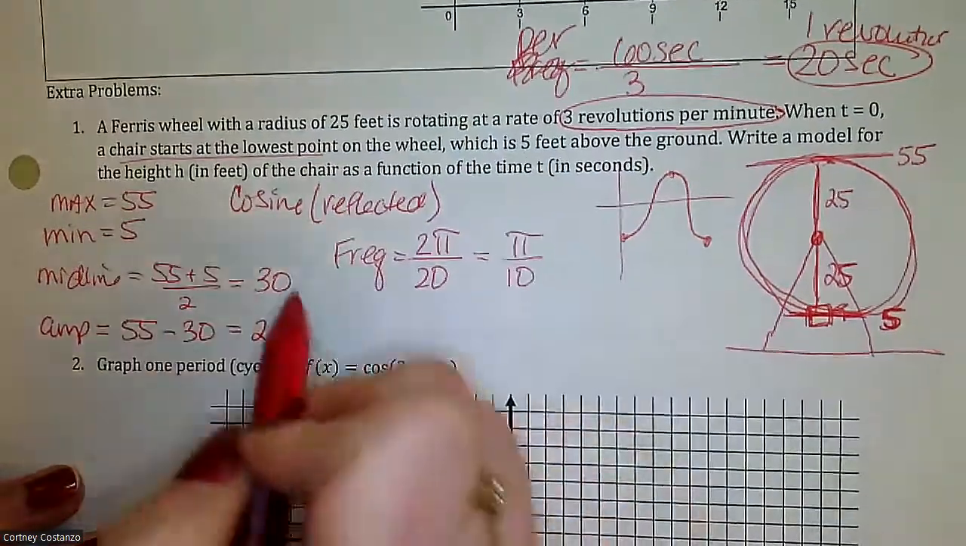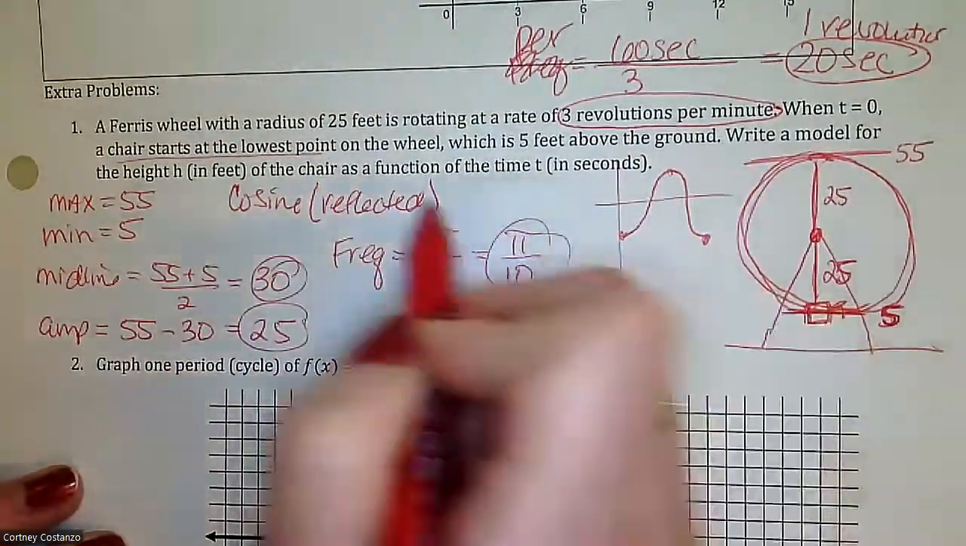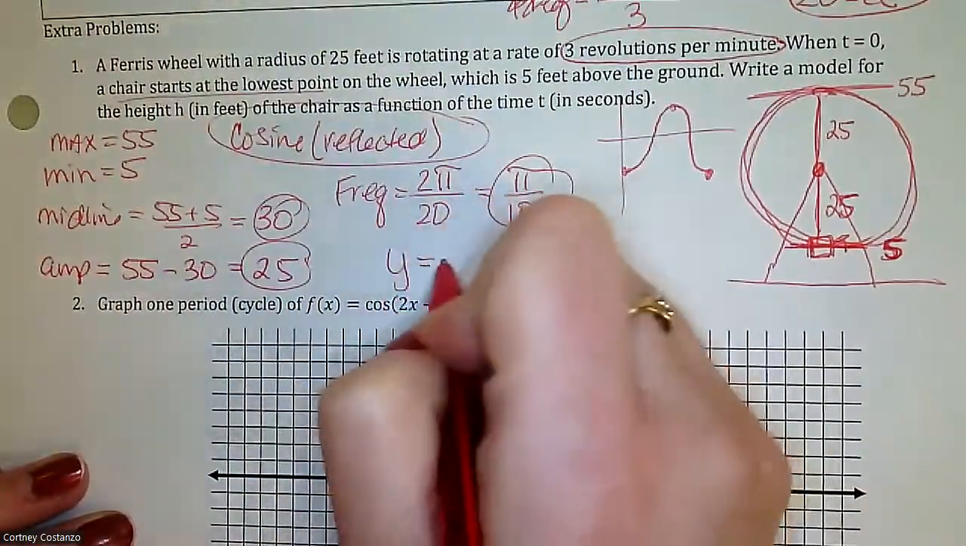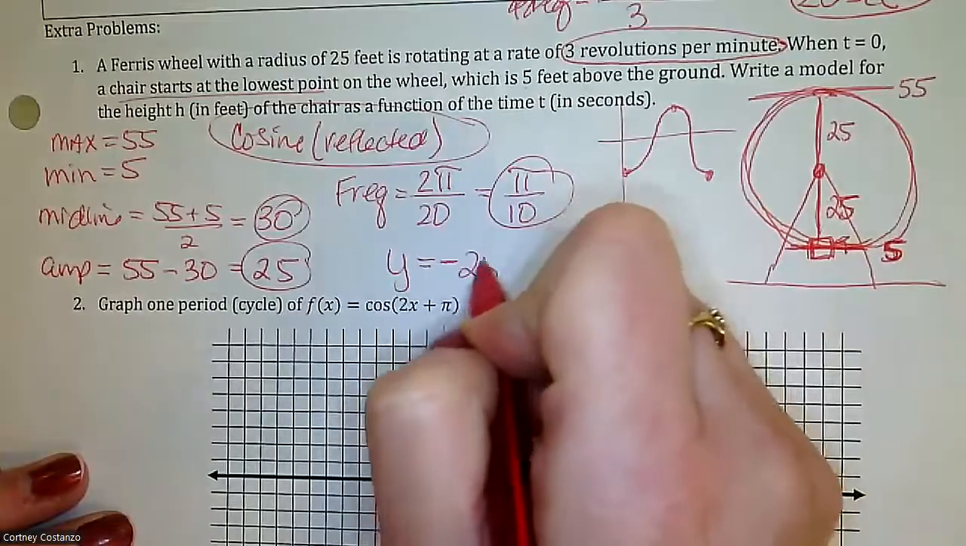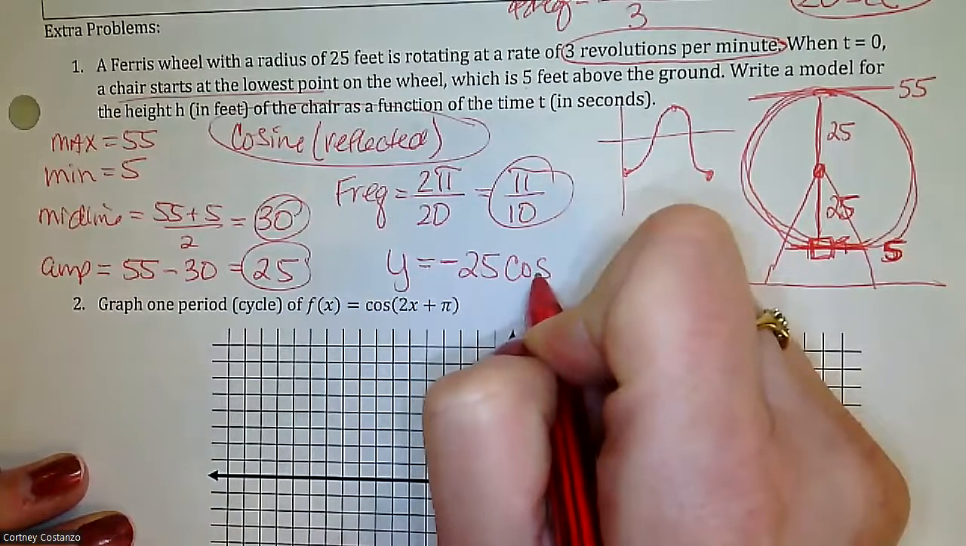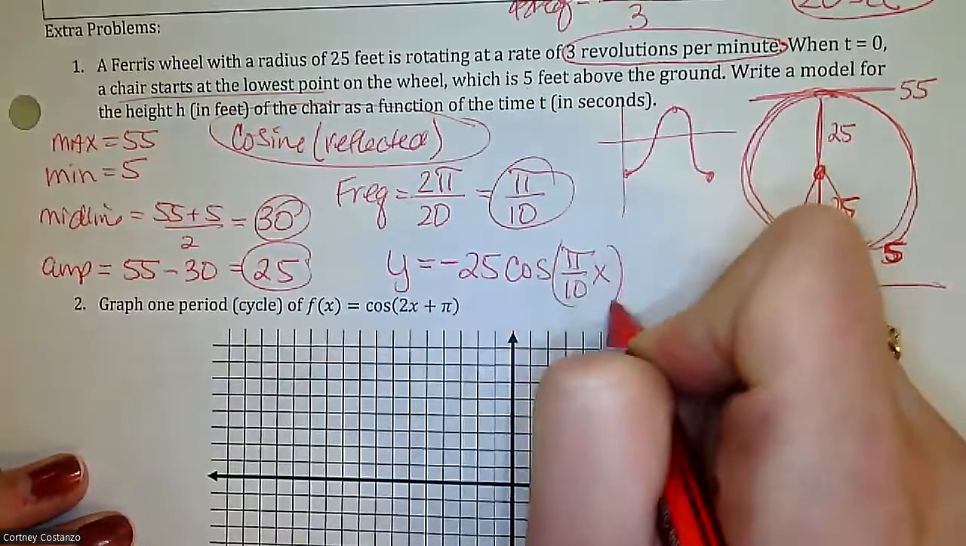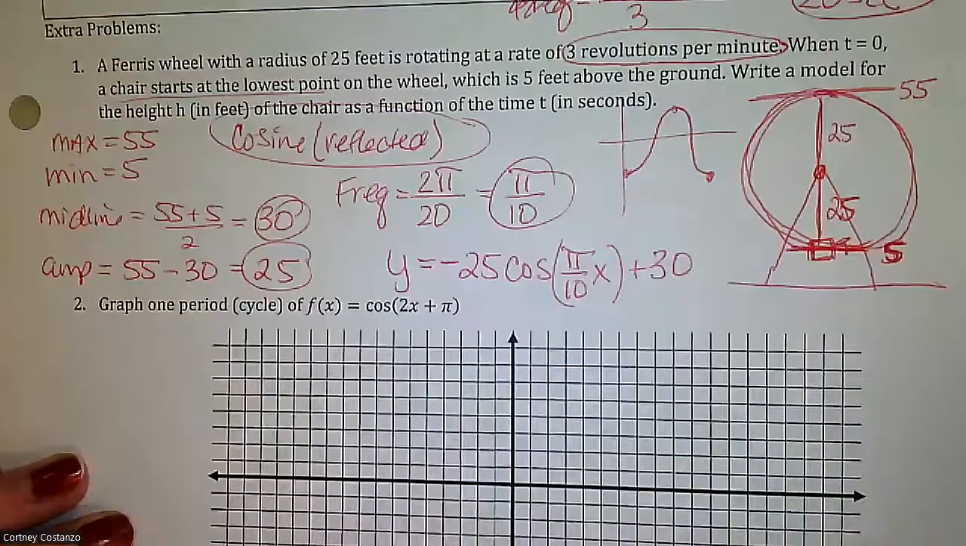And now I have everything I need to write an equation. Y equals a reflected cosine with an amplitude of 25. We have a frequency of pi over 10x, and it's been shifted up 30 feet.